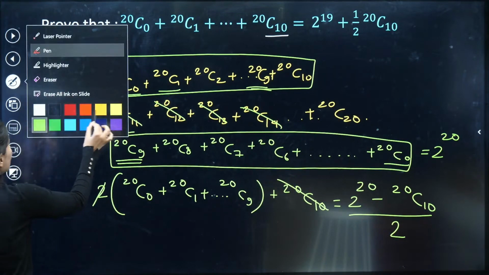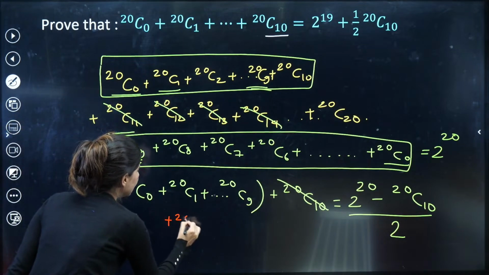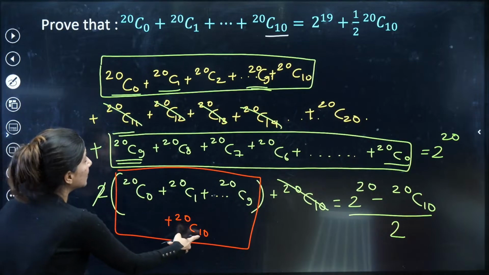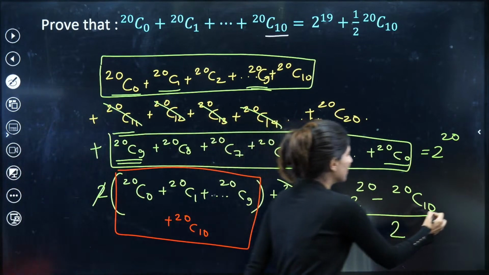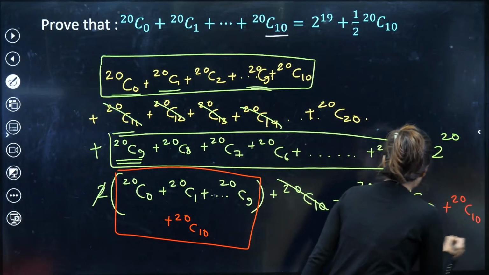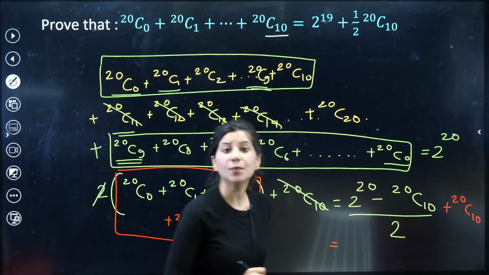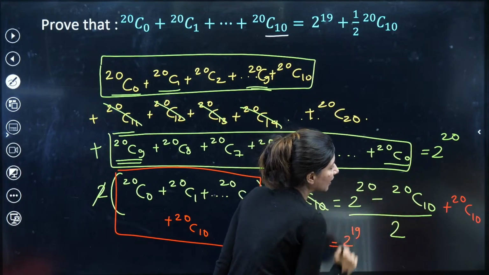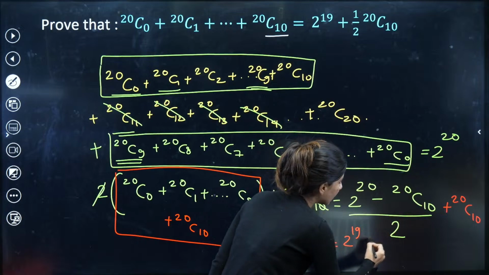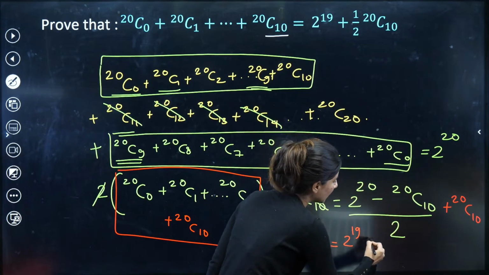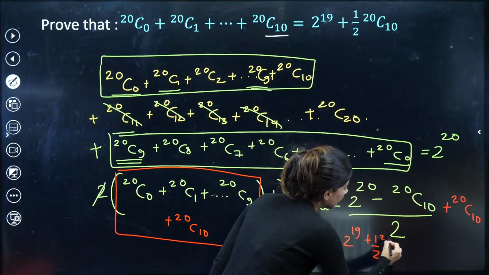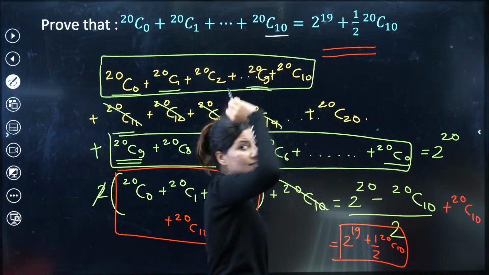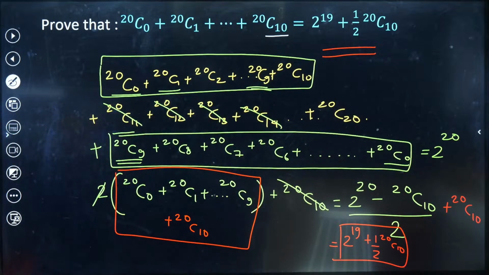The last step is you just have to add a 20C10 on both the sides, because you want the complete thing, right? The value of 20C0 to 20C10. So this is going to be plus 20C10. And that's it. Can you see 2 raised to power 20 upon 2 will be what? 2 raised to power 19. Now can you see minus half and plus 1? This will give you minus half and plus 1 will give you plus 1 by 2 of 20C20. This is your final answer, which is exactly this. Okay. All right. Yes.